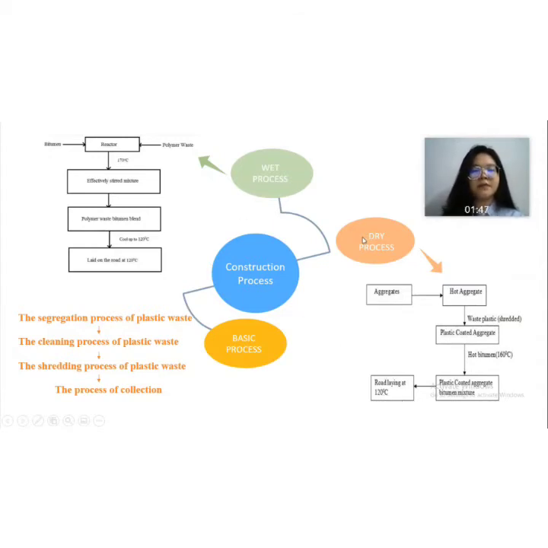The other alternative to the dry process is the wet process. The wet process involves the waste plastic being directly added into the reactor with the bitumen, and they are heated up to 117 degrees Celsius, and the mix is effectively stirred and the polymer waste bitumen blend is formed. The hot mix is then cooled to 120 degrees Celsius and lastly laid on the road at 120 degrees Celsius. Now I will pass my part to my member.